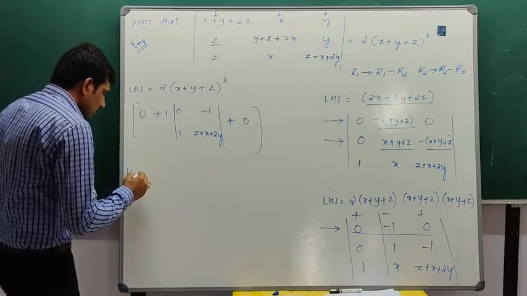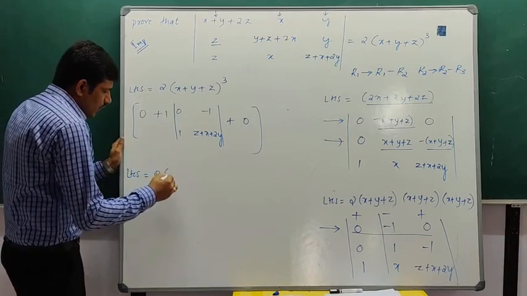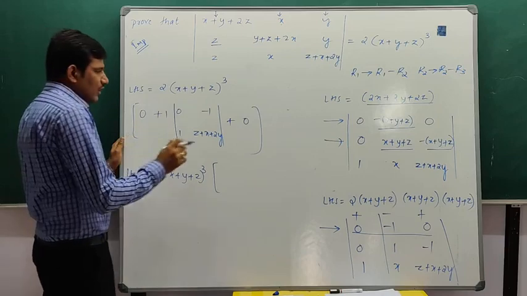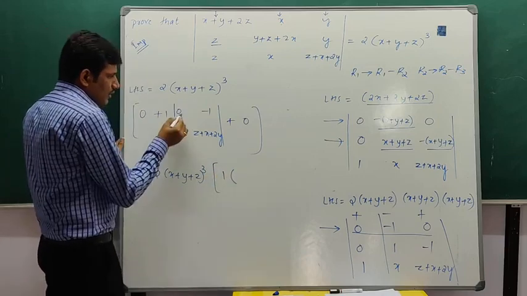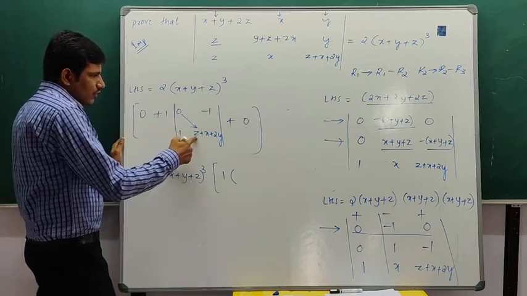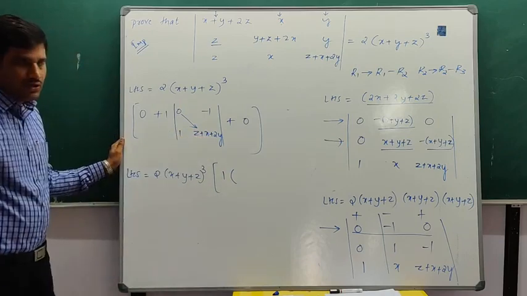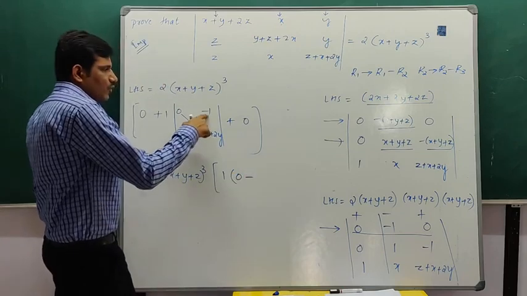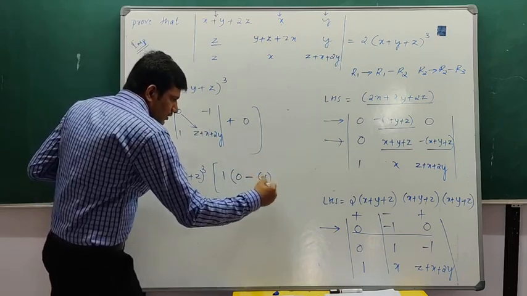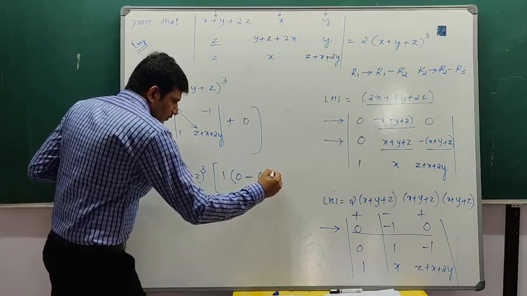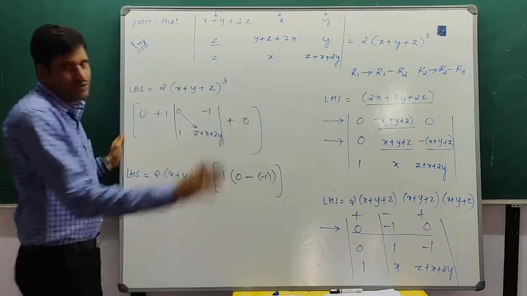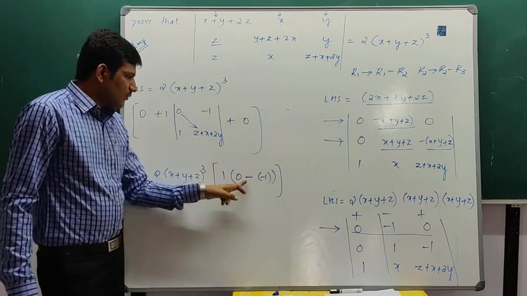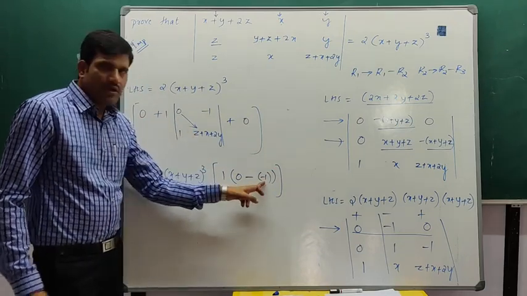Now LHS is equal to 2 into x plus y plus z whole cube into bracket 0 into, we can leave this. Now this is 1 into bracket. Now this is 0 into z plus x plus 2y. So what is 0 into x plus z plus x plus 2y? It is 0. Minus 1 into minus 1. What is 1 into minus 1? It is minus 1. Right? Now we can leave this 0. So 1 into bracket, 0 into anything will be 0. Minus 1 into minus 1 will be minus 1.